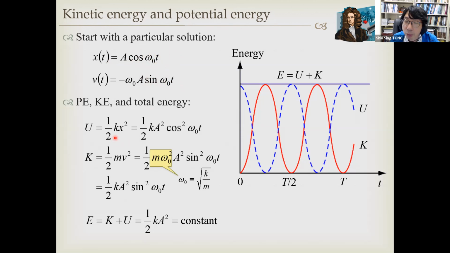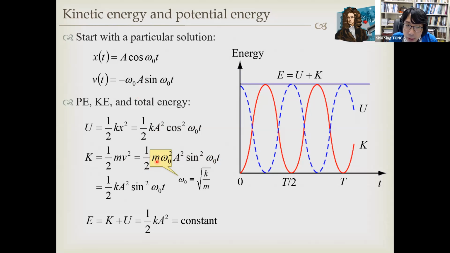So the potential energy of the spring is half kx squared. So we simply substitute the cosine function as the x term. So that becomes half kA squared cosine squared omega naught t. The kinetic energy is half mv squared, but v is given by this, right? So the kinetic energy is half m omega naught squared A squared sine squared omega naught t.